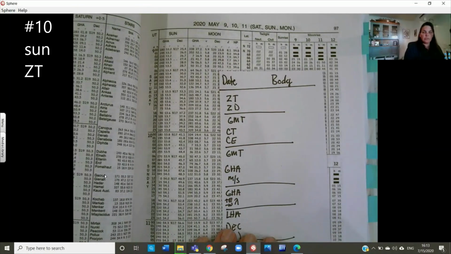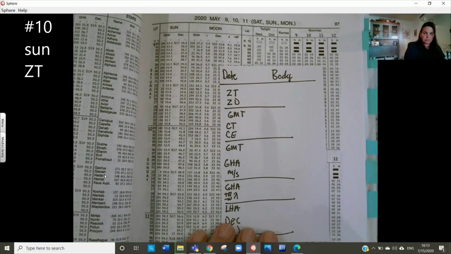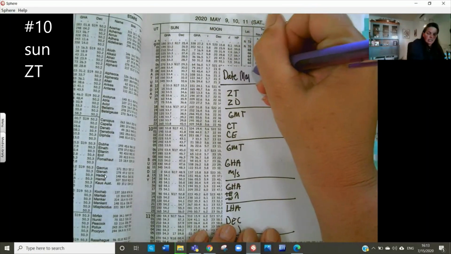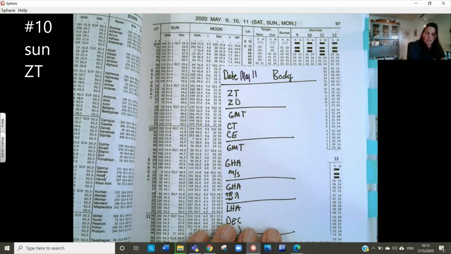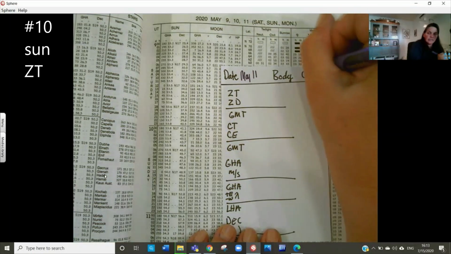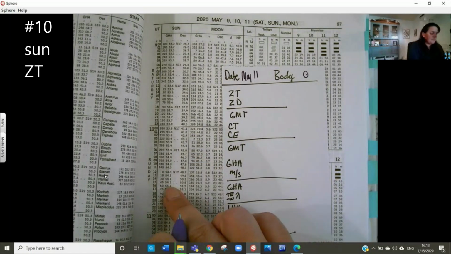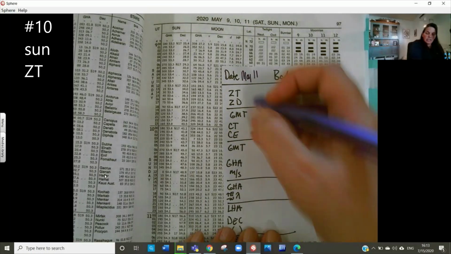All right, last one. This is number 10. And we have a date of May 11th. And we are observing the sun. They give us a zone time and chronometer, so we need to calculate our GMT and then go to the Nautical Almanac.